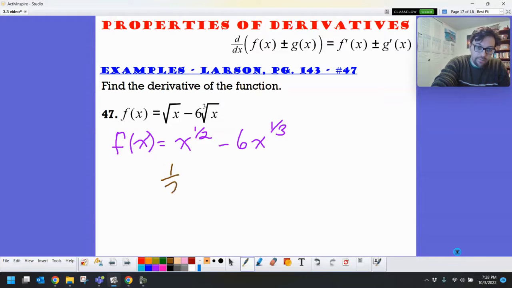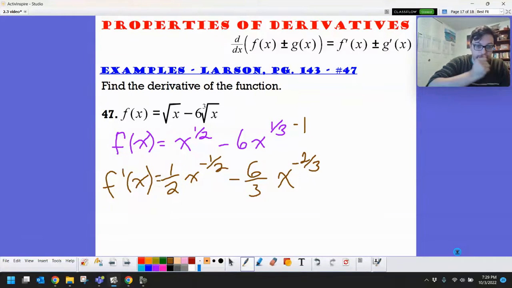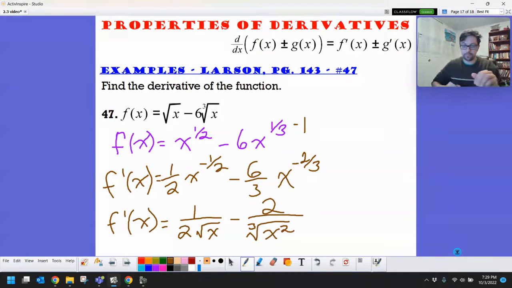So we get 1/2 x to the negative 1/2 minus 6 divided by 3, because we got to multiply that 6 and the 1/3, x to the 1/3 minus 1, which is going to get us negative 2/3 when you get common denominators. That is our derivative of f of x. Now, we're not in the simplification game, but say we were, because it was a multiple choice problem, we could rewrite this as f prime of x equals 1/2 square root of x minus 6 divided by 3, and then the cube root of x squared. Huzzah!